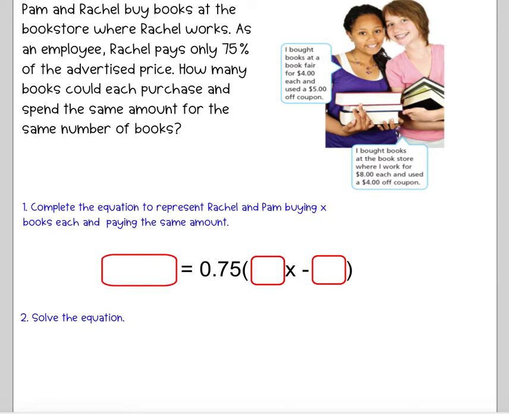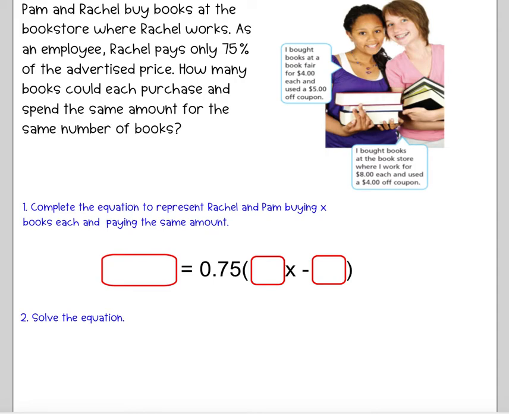Pam and Rachel buy books at the bookstore where Rachel works. As an employee, Rachel pays only 75% of the advertised price. How many books could each purchase and spend the same amount for the same number of books?